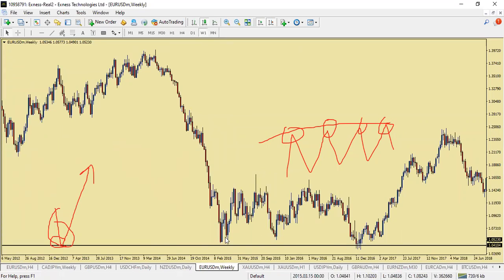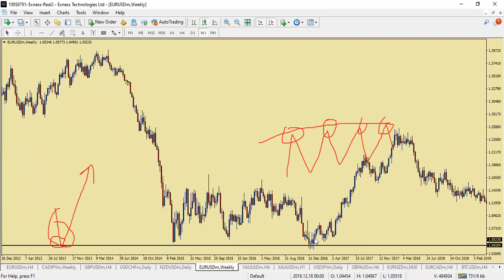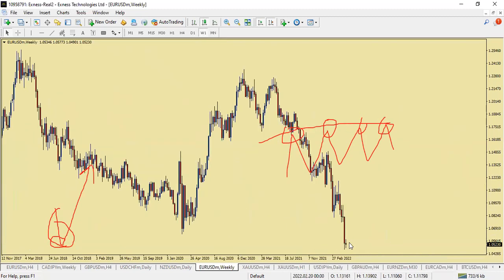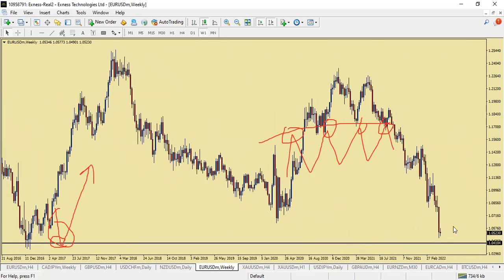You could see a railway track here. You could see a star here, okay? At that point of resistance. Now, let's see what will happen here. Let's see what will happen here.